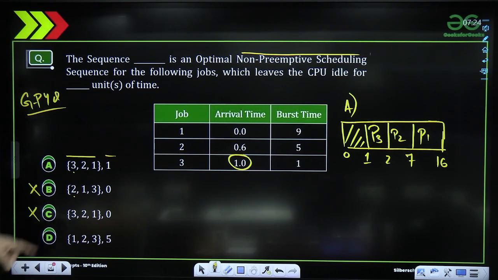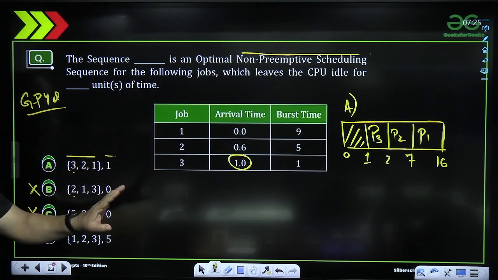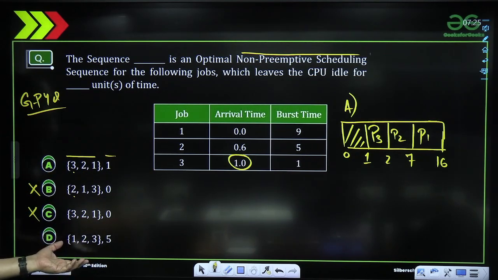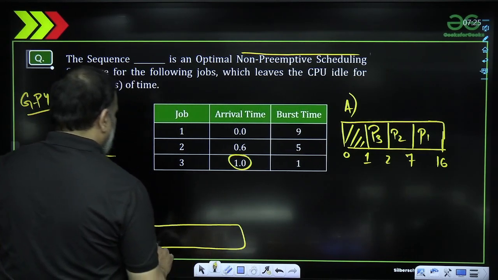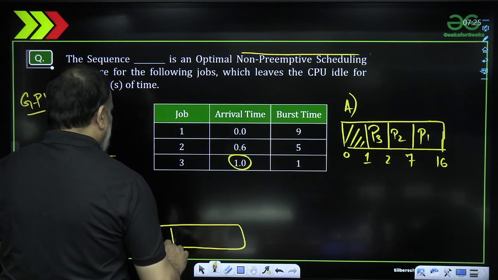But the question is option D. Is the schedule in option D possible? We are starting with job 1. We can start job 1 without idle time, but the choice says you can keep it idle for 5 units. So therefore, it is also possible. That means instead of starting at 0, I will keep my processor idle for 5 units.